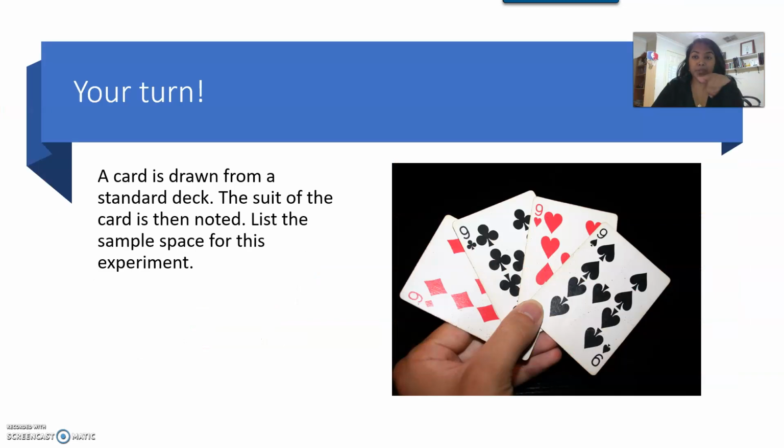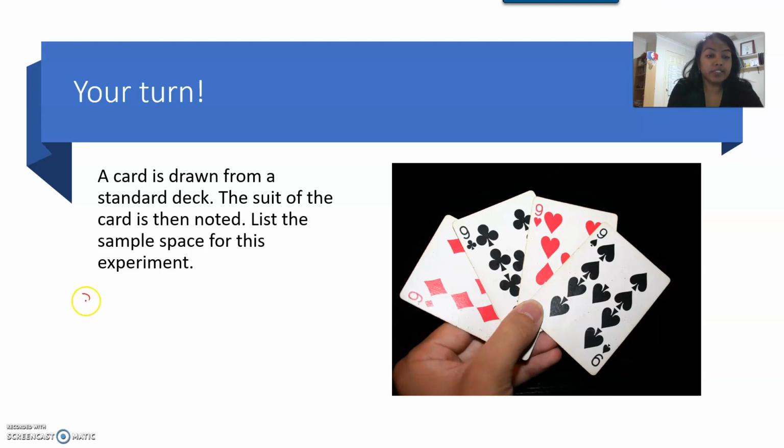So I think if we look at this question here, it says a card is drawn from a standard deck. So standard deck of cards. The suit of the card is noted. So obviously there are 4 suits. List the sample space for this experiment. So it's asking you to list it. It's not asking you for how many. It's asking you to list.